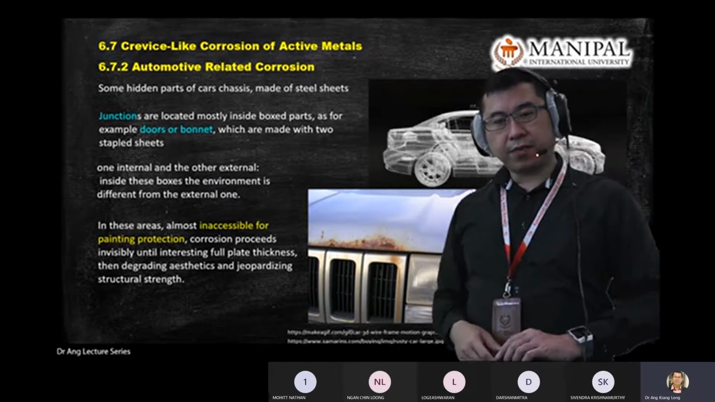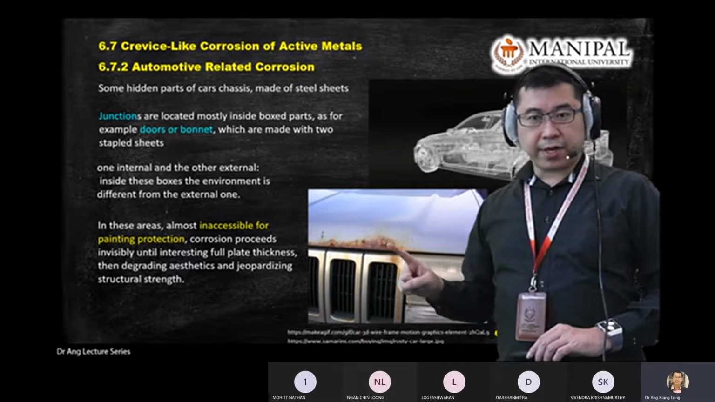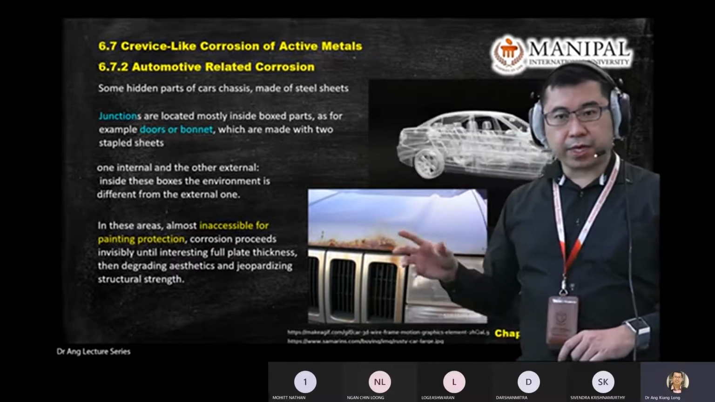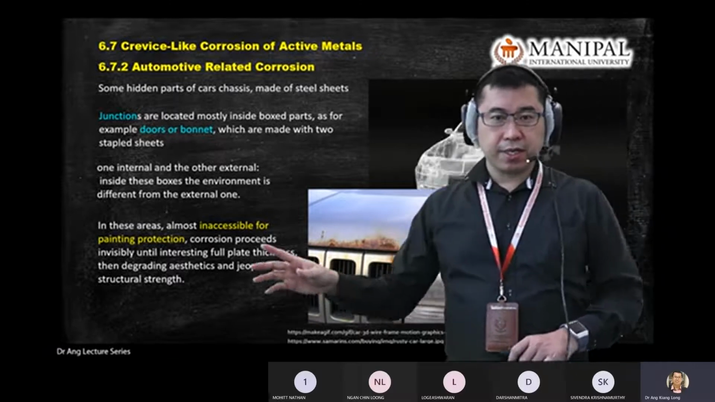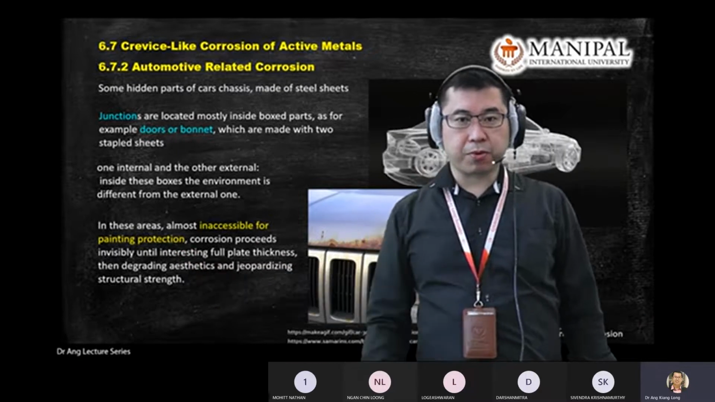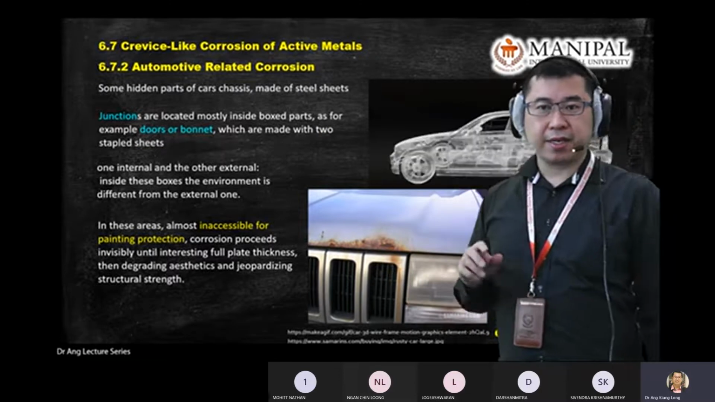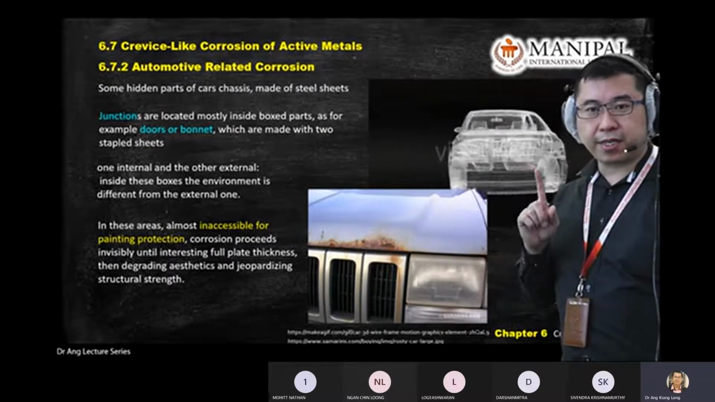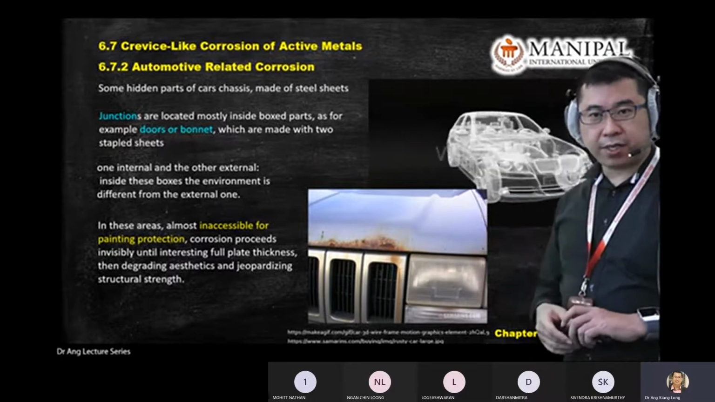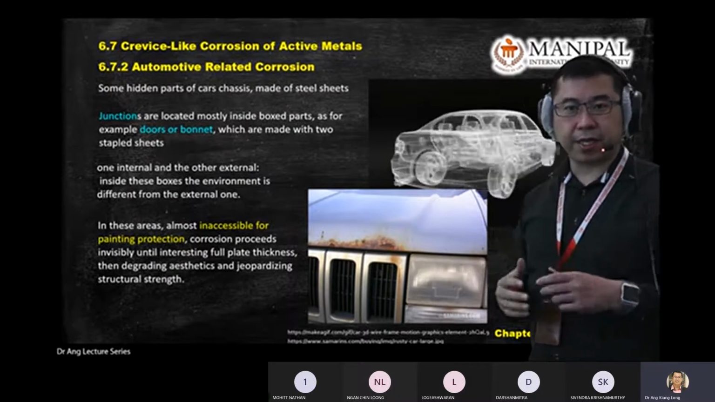One of the reasons why all these areas can be exposed to crevice corrosion is that sometimes, in car production, some of these parts are not accessible to the painting process. When you produce a car, there are a few layers of paint before they send it to the end user. In car production, they have a few procedures in painting.